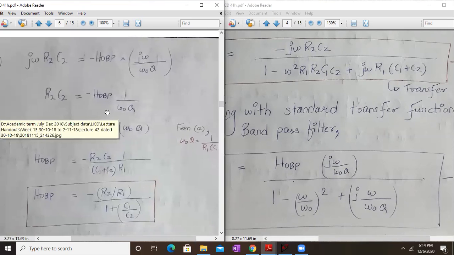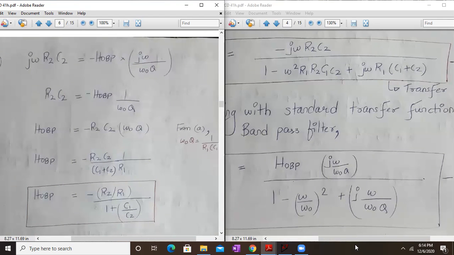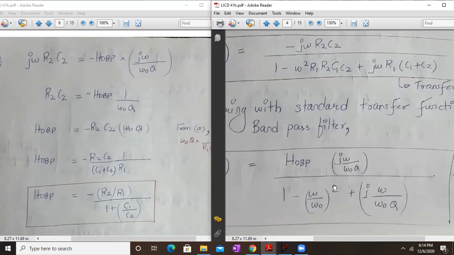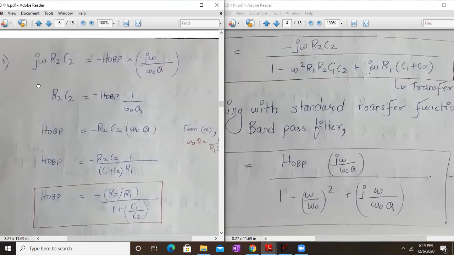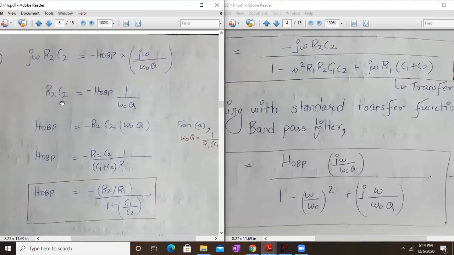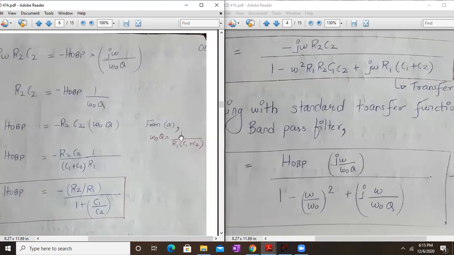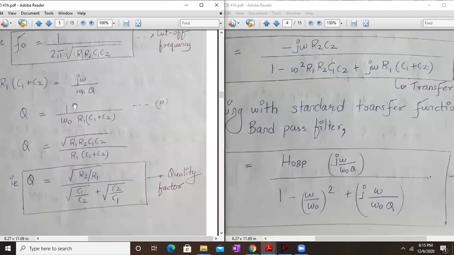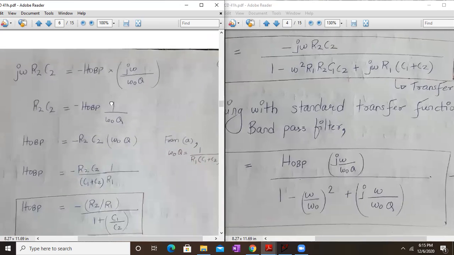Now the very last thing which we compare is the numerator. In the numerator we have HOBP, right? Here we have HOBP into j omega upon omega naught into q, and here we have j omega R2 C2 with a minus sign, which we have taken this side. So R2 C2 j omega will get cancelled out. So R2 C2 will be equal to minus HOBP upon 1 upon omega naught into q. So we know omega naught into q term from expression number A. See here, omega naught into q will be 1 upon R1 into C1 plus C2. So that's what we substitute over here.